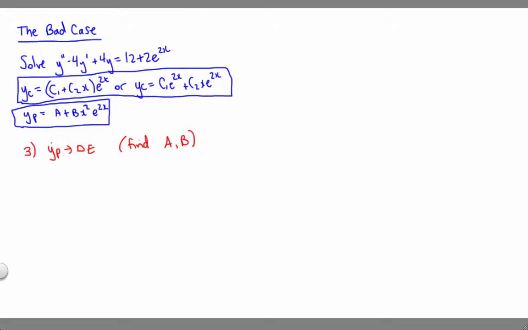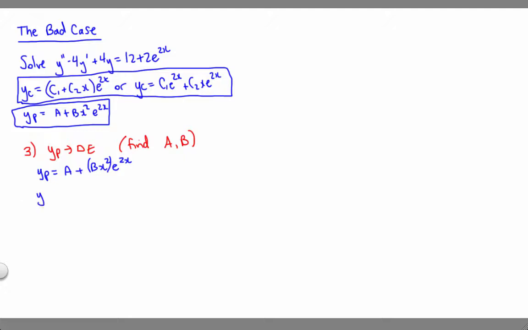Before we can plug in, we need to get our ingredients ready. So let's write down YP. It's a plus bx squared e to the 2x. And in our next step, we're going to take the derivative of this. So looking at this second term here, we're going to be applying the product rule. And let's think of the product as being bx squared times the exponential.